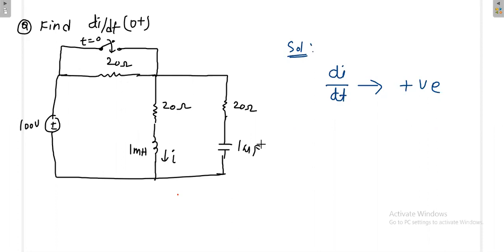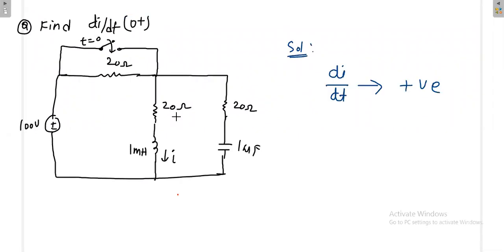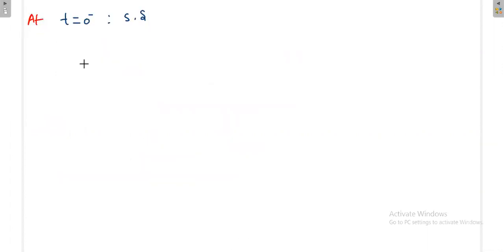Now what is the state of the circuit at t equal to 0 minus? At t equal to 0 minus, the circuit will be in steady state. In steady state, the inductor will be short circuited and the capacitor will be open circuited. So the circuit will be like this. It's simply 120 ohm, and this is 20 ohm, and this is a short circuit. The inductor is short circuited. We should find out the current through the inductor just before closing the switch.